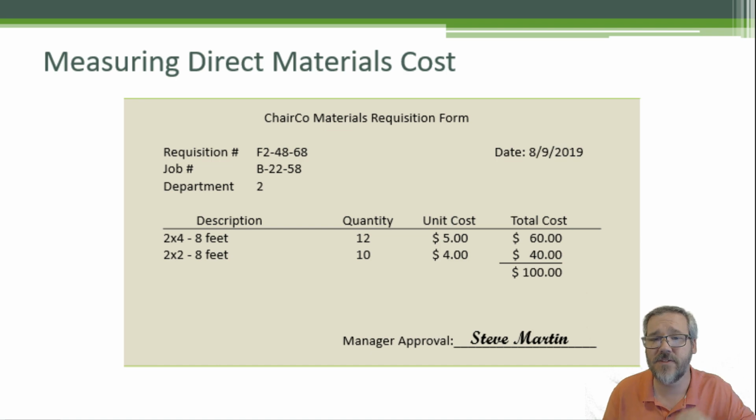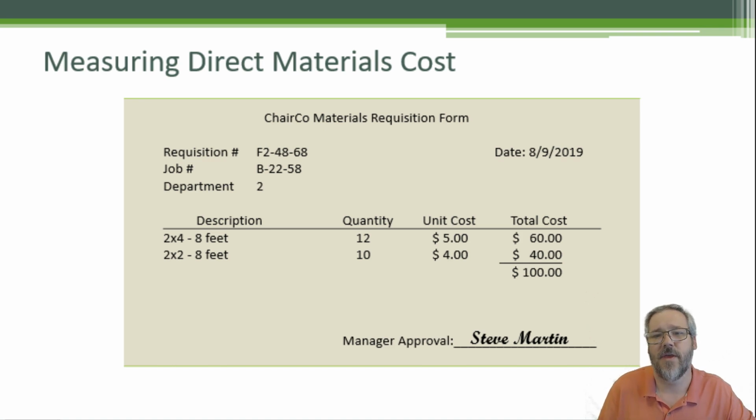F2-48-68. And again, by the way, these are numbers that I just made up. They don't really mean anything. But you can see the job number listed, B-22-58. Going to Department 2. This is telling me that in this requisition form, I'm asking for 8 feet of 2x4s, 8 feet of 2x2s. I want 12 2x4s, 10 2x2s, the cost of $5 each for the 2x4s, $4 each for the 2x2s, gives me a total of $100 for direct materials.